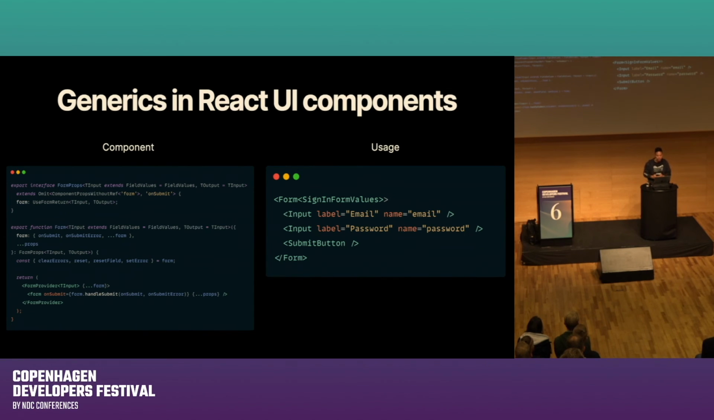So this is a quick example where I most often use it, basically in forms, and the usage like this isn't really necessary. I tried to avoid this syntax, but I thought it's nice to show and to know that you can actually pass generics also to your JSX components like this, like I do here on the right with sign-in form values.